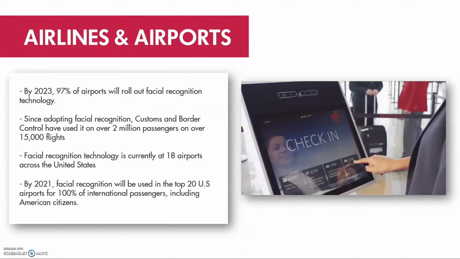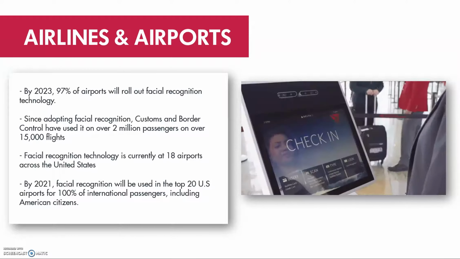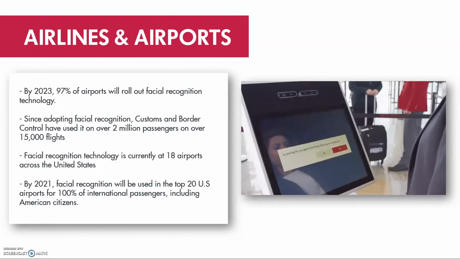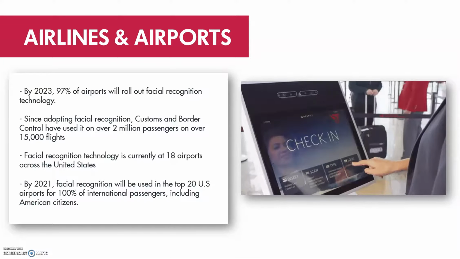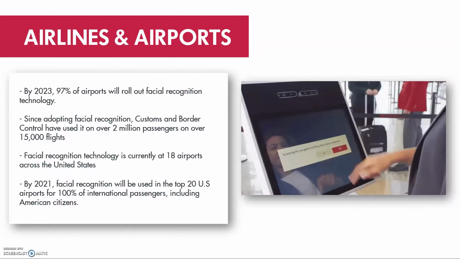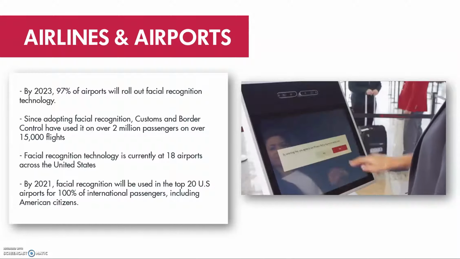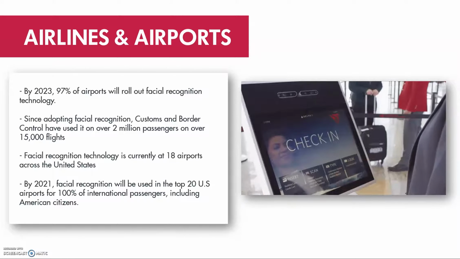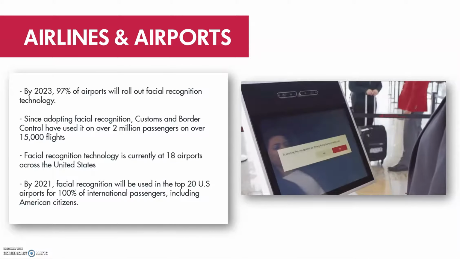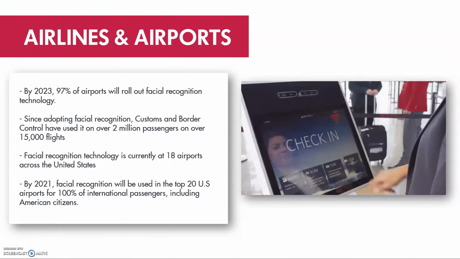identified. It's also being used in our airlines and airports right now. By 2023, 97% of airports will roll out facial recognition technology. And since adopting facial recognition, Customs and Border Control have used it on over 2 million passengers on over 15,000 flights. Facial recognition technology is currently at 18 airports across the United States, and by 2021, facial recognition will be used in the top 20 U.S. airports for 100% of international passengers, including American citizens.